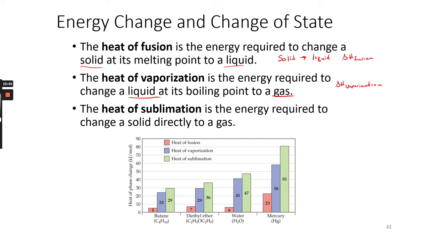And the last one is the heat of sublimation, and that is to go from a solid directly to a gas. Now, as it turns out, if you look at this graph here, your heat of fusion are the red ones. Your heat of vaporization are the green ones, and the heat of sublimation are the blue ones. So what do you notice? That your heat of fusion is always less than your heat of vaporization, which is always less than your heat of sublimation.